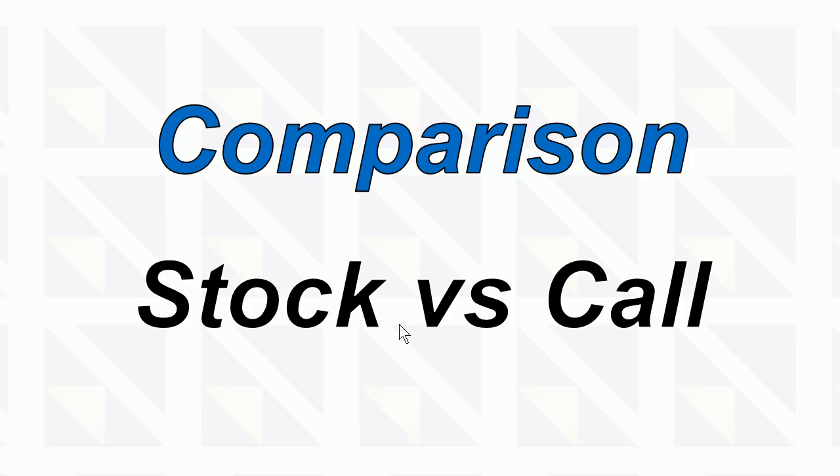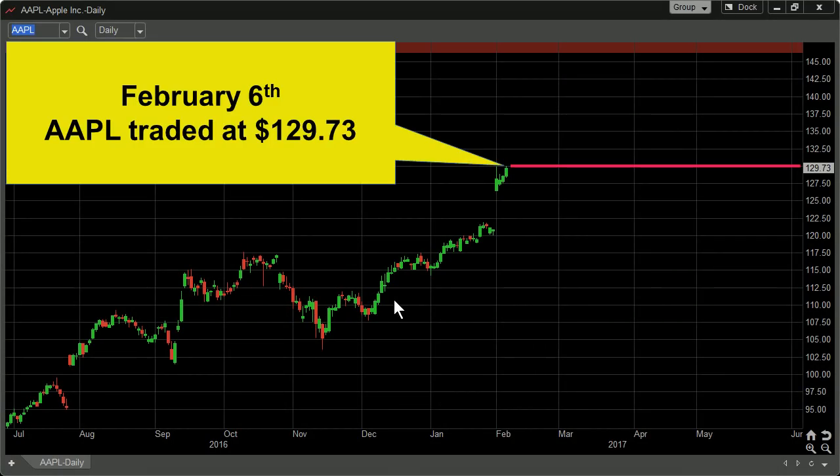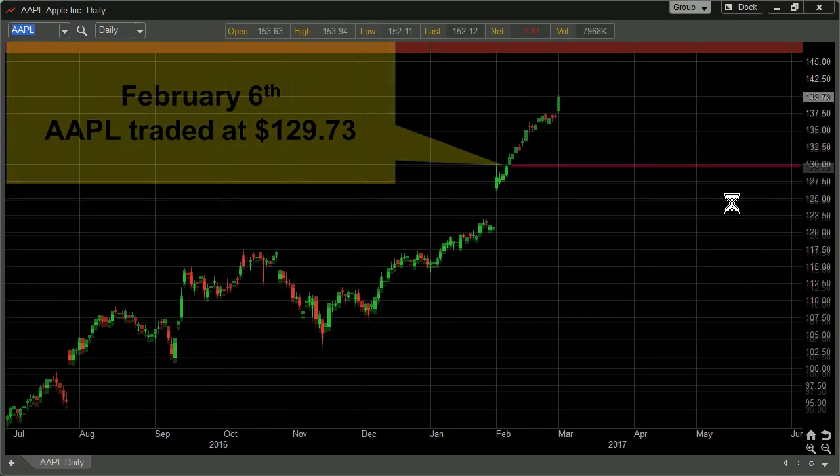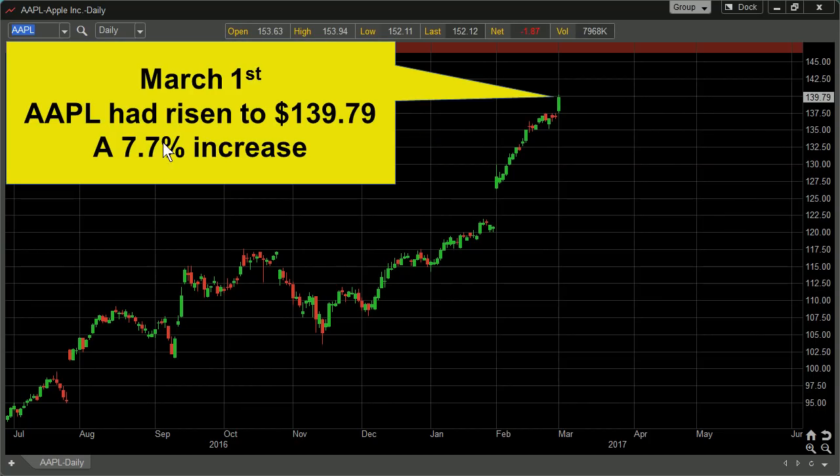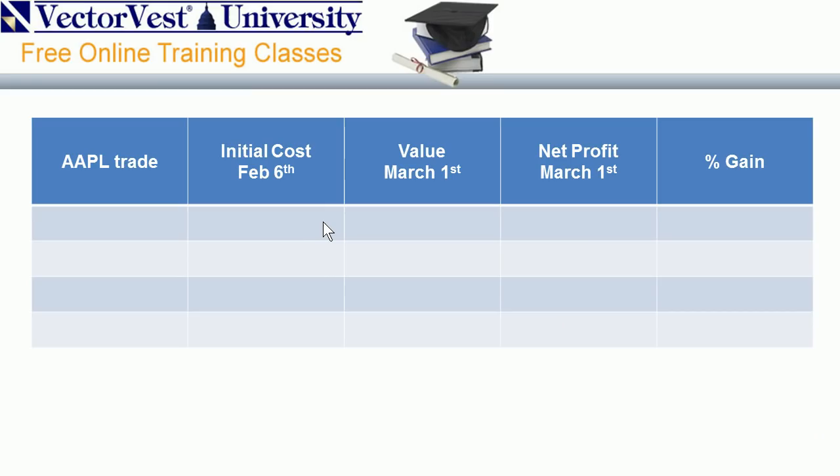So let's take a minute and compare the stock versus the call option. On February 6th, Apple traded at $129.73 a share. That was the actual price. On March 1st, Apple had risen to $139.79. That's a 7.7% increase in its price. Let's look at the values here and the difference between owning the stock and owning the option.